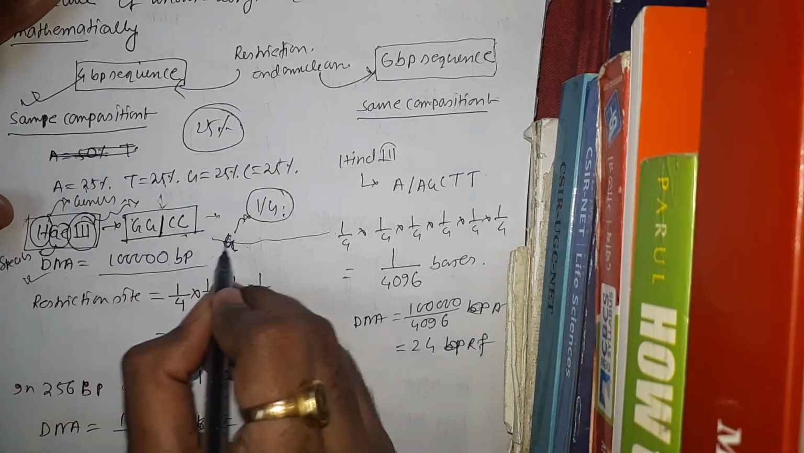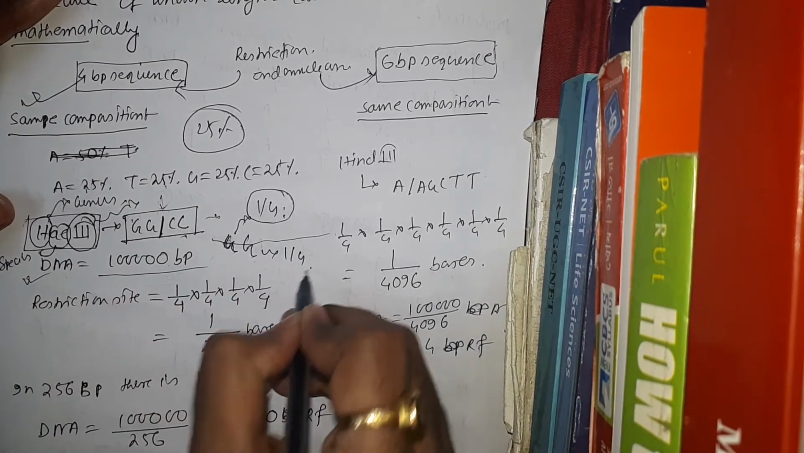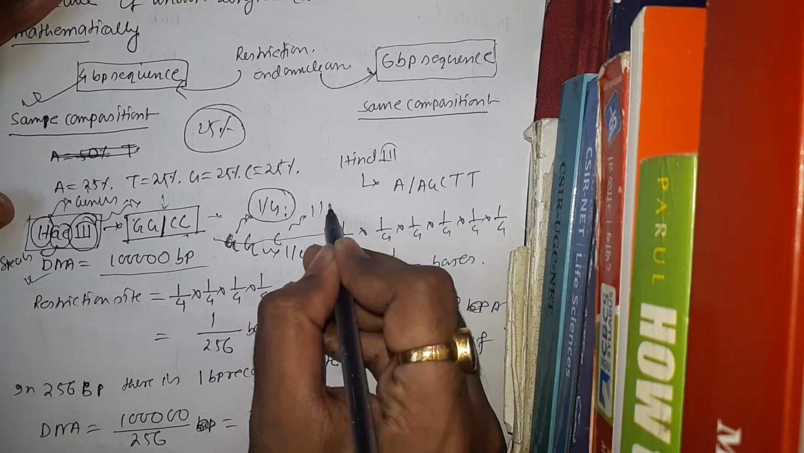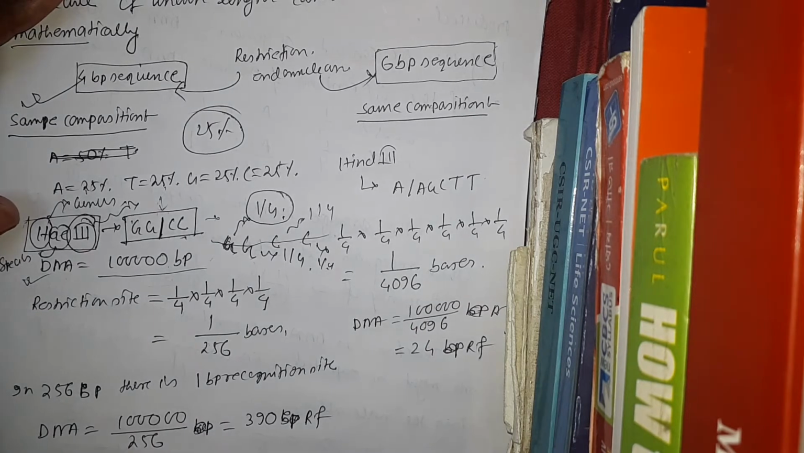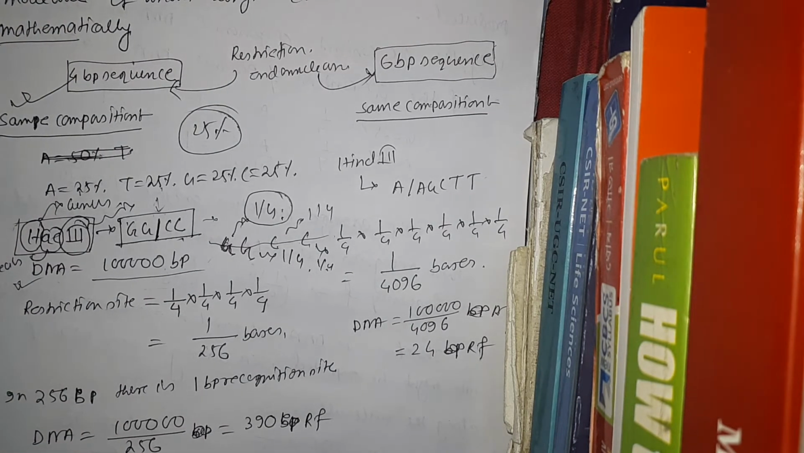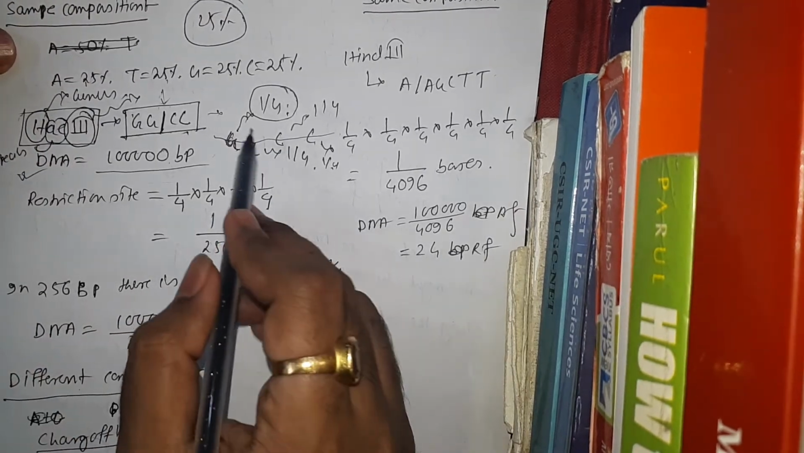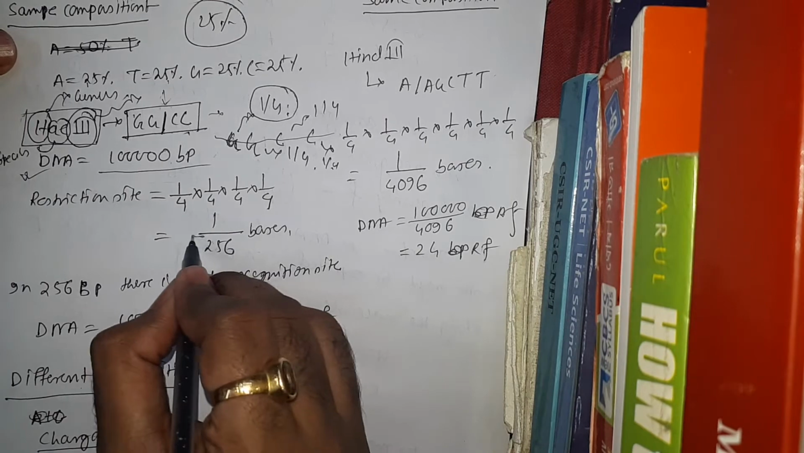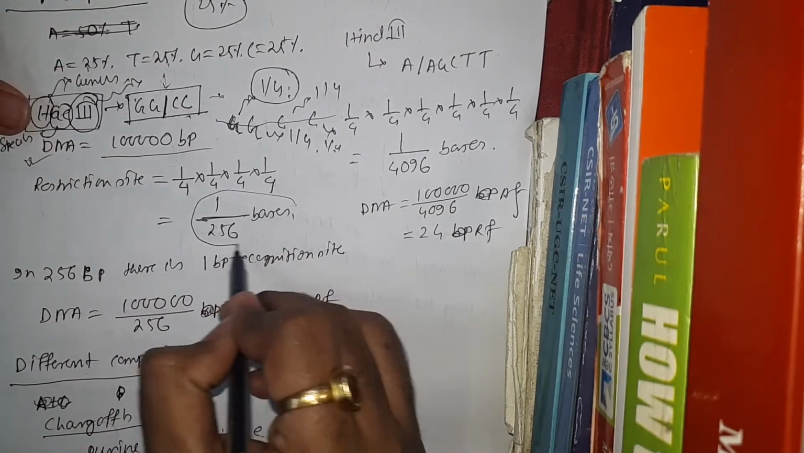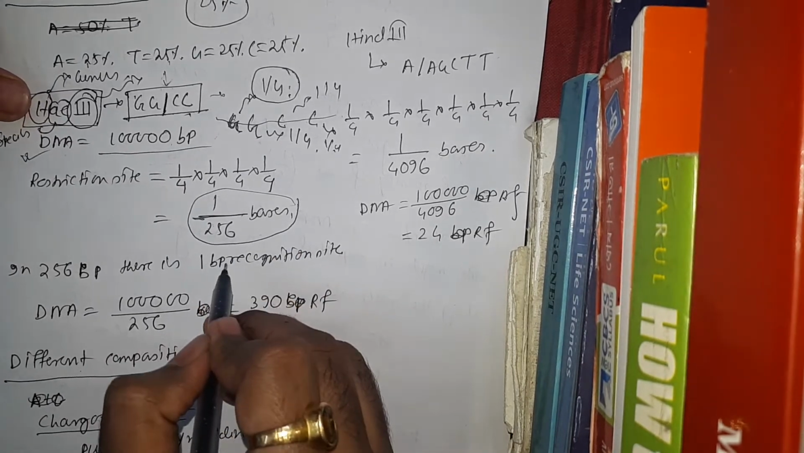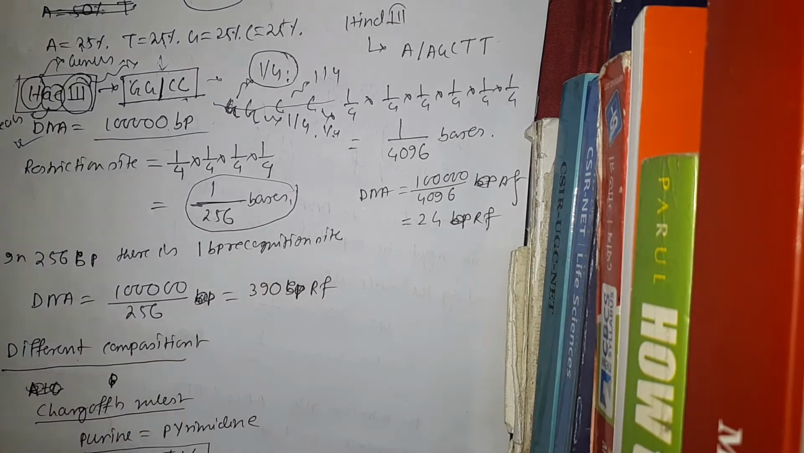Again G, as they are telling us, is 1 by 4. In the case of C, that is again 1 by 4, and again C is 1 by 4. We can conclude by multiplying all four that 1 by 256 will be our answer. So what is this value telling us? This value simply tells us that there is 1 recognition site in every 256 bases.